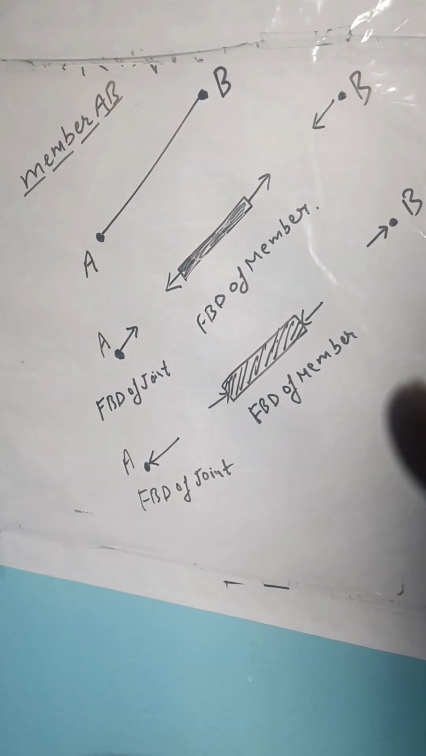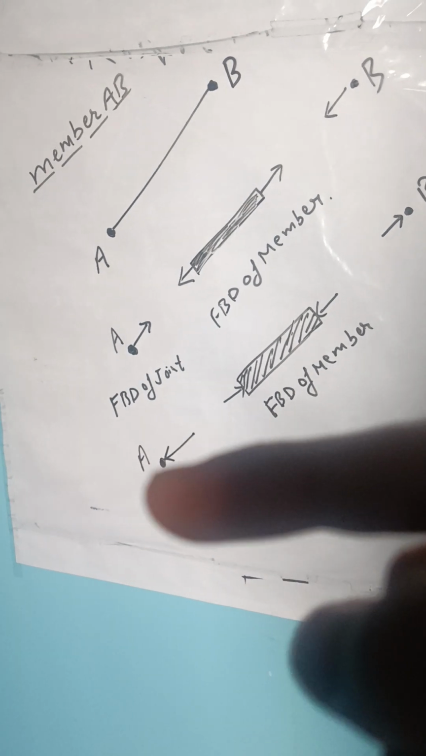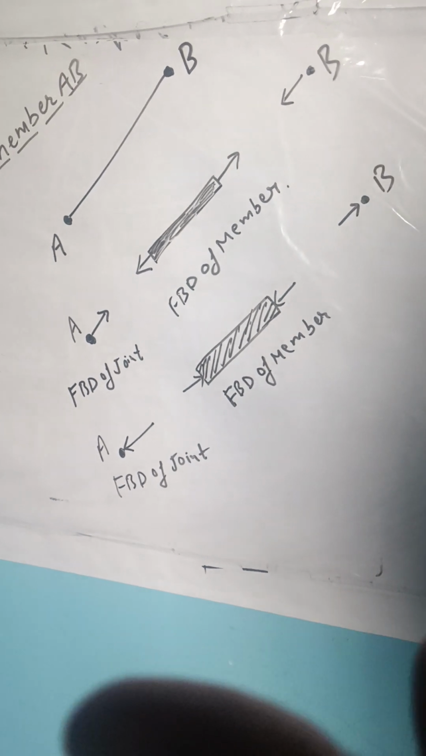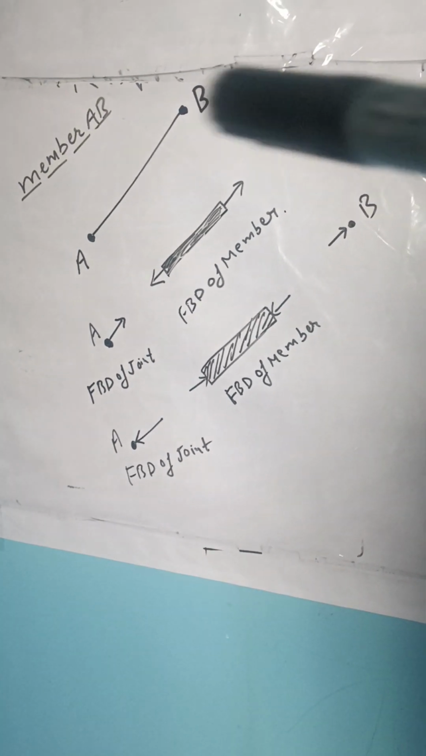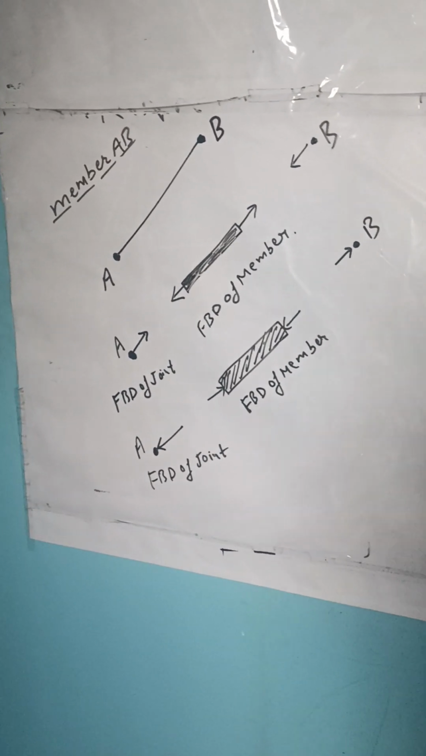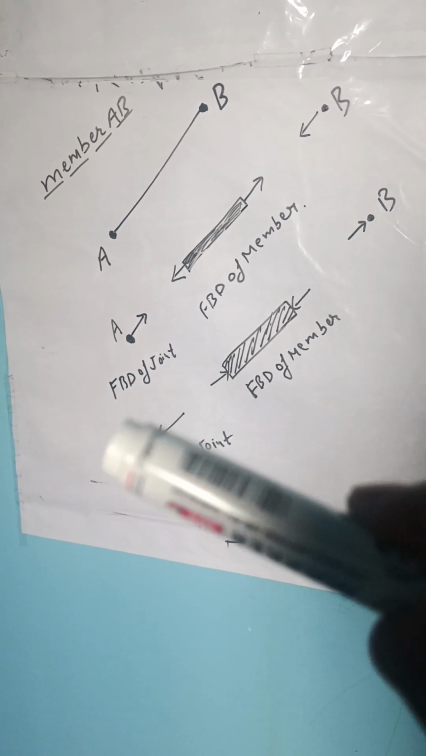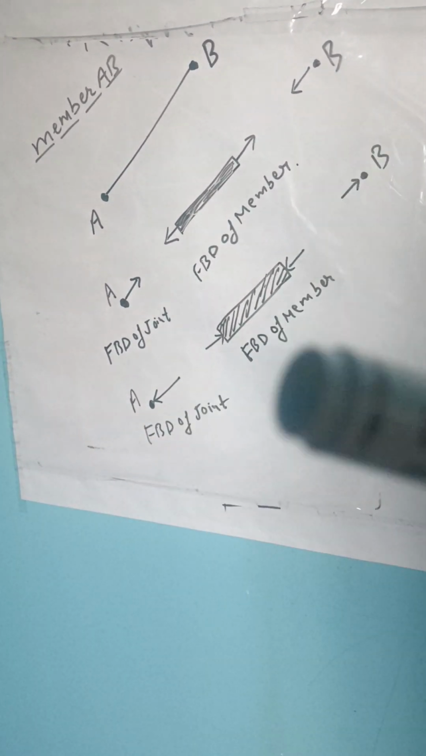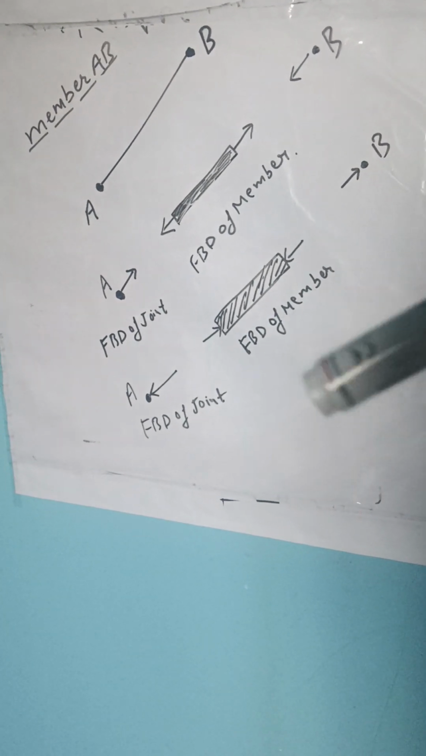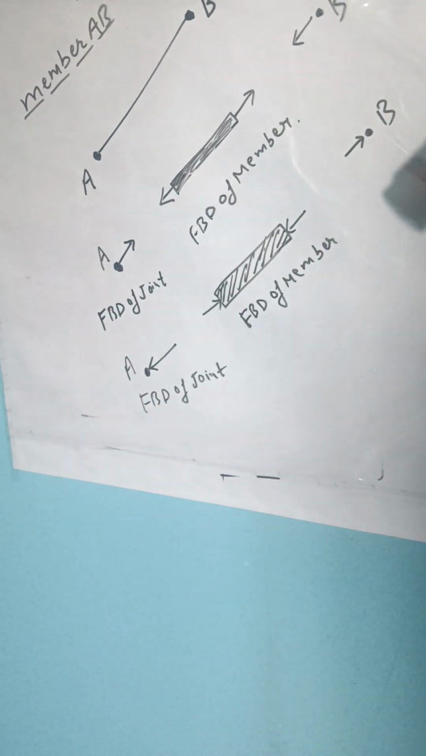If the member is in compression, then while applying the method of joints, we will take the force toward the joint for the two joints which the member connects. So this is the cause and the picture of why it happens: if the joint is in compression, then the joint will compress the member in reaction. So this force is toward the member in the FBD of the joint. This is the FBD of joint B. So the FBD of the member will be, the member is applying force toward the joint, so the joint will apply force towards the member.